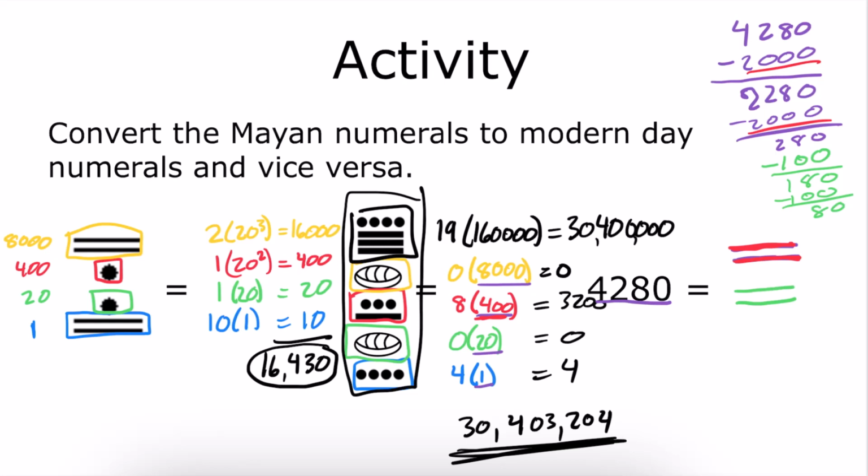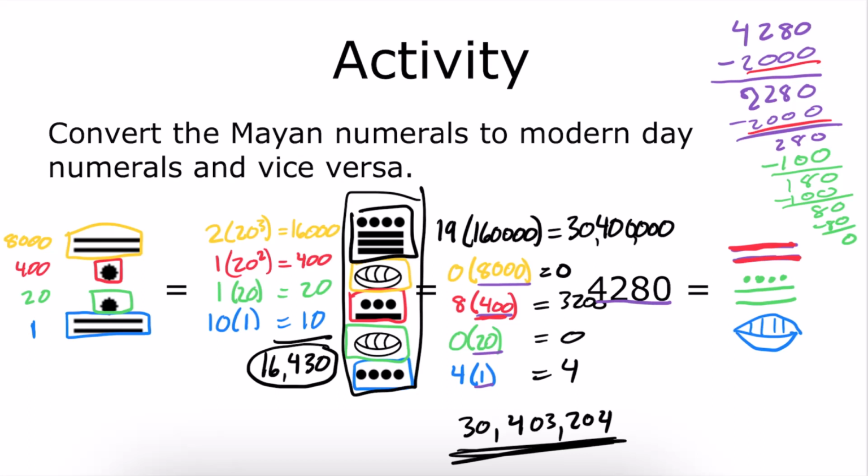And then I can also say, well, there's more 20s in there because 80 is 4 20s. So if I draw 4 dots in that place value, that would take care of those 80. And what I'm left with is nothing else that I need to write to represent the number 4,280. And so that means that I'm going to have a 0 in my ones column. So I'll draw my little symbol for 0. And this would be the Mayan numeral that corresponds to the modern day numeral of 4,280.